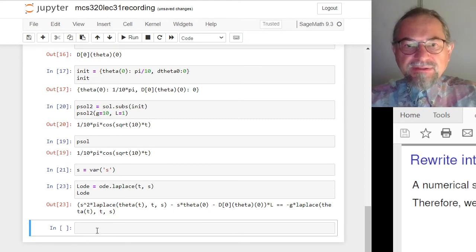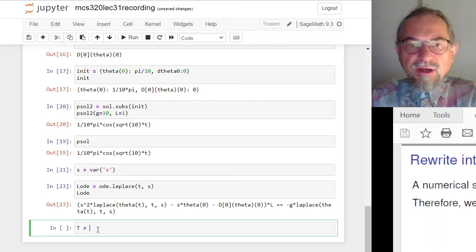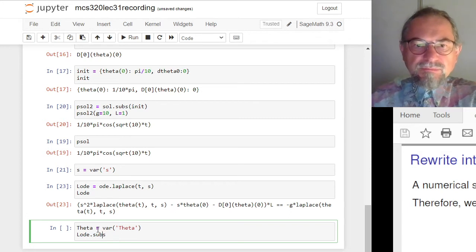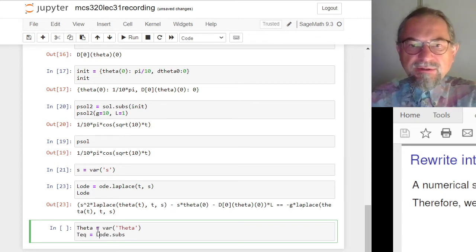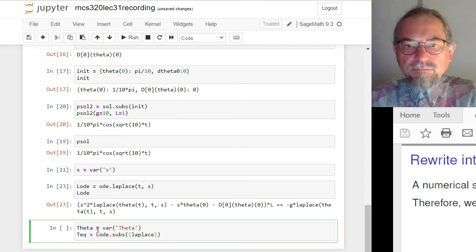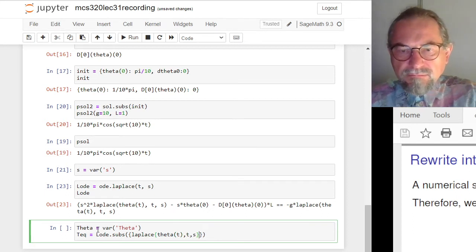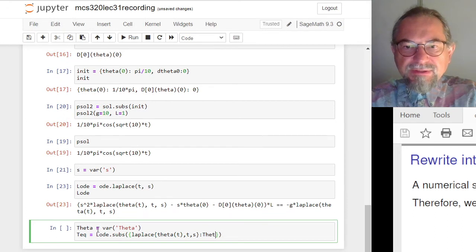Okay, let me make this a little bit better. So I'm going to introduce a big T as a new variable. So that will be the big theta. Perhaps that might be confusing, but the big theta with a capital T. And what I will do is in the ODE, I will substitute. So I will make this an equation in T. I will substitute the Laplace transform of theta t, I will replace this by the big theta.